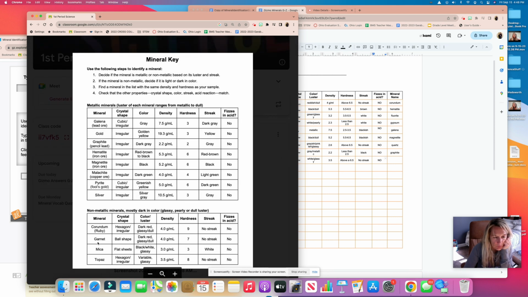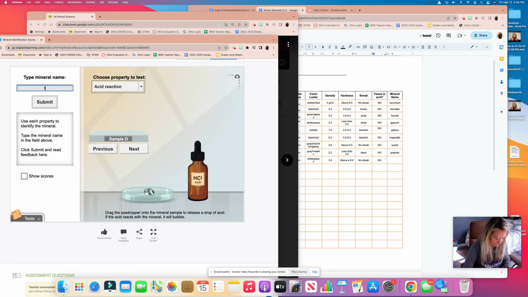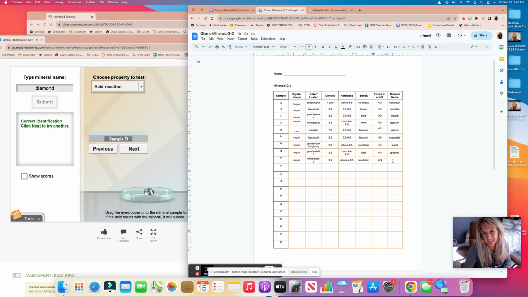Topaz, where was that at? Right here. Hexagonal or irregular, glassy, density of 3.5, hardness of 8. So we can go ahead and check topaz and see if we're right. Ooh, we're not. So let's try diamond. And we are. Just kidding, I knew it was diamond anyway, but I just wanted to see what it looked like if you were wrong.